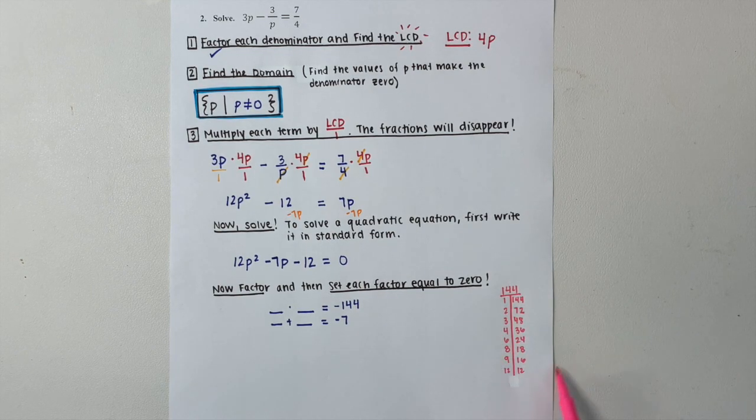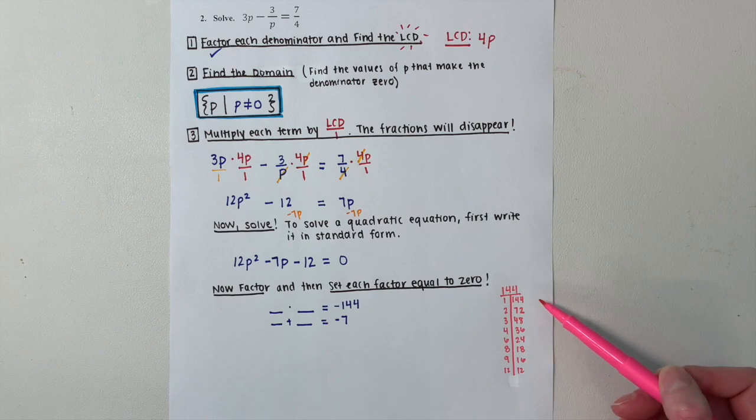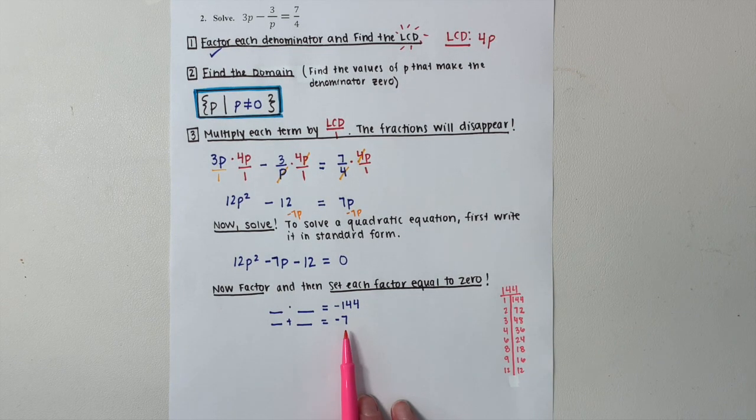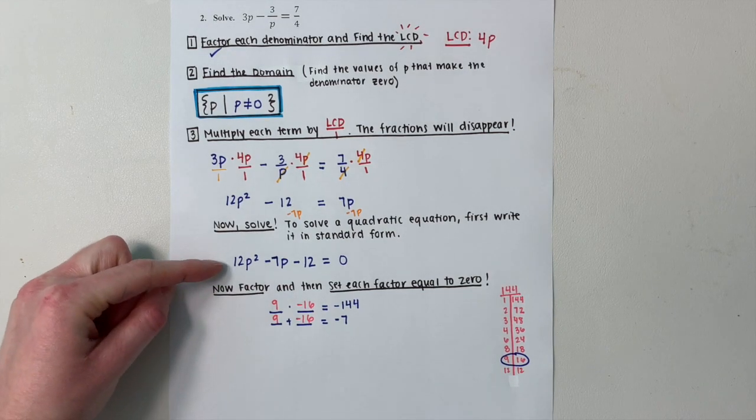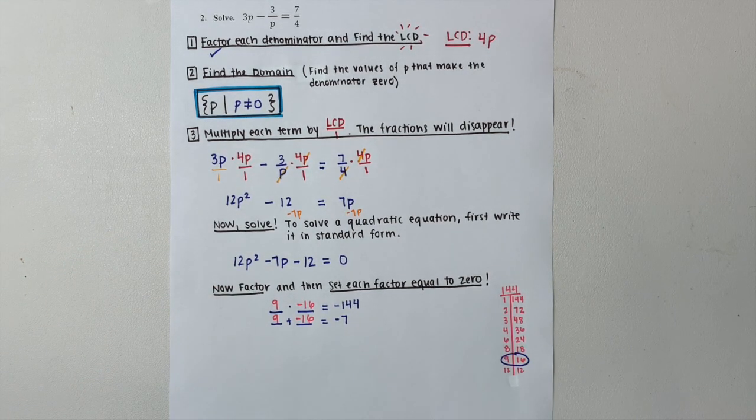So within each pair, if one of the numbers is positive and the other is negative, which of these pairs not only multiplies to give us negative 144, but also adds to give us a negative 7? That would be 9 and negative 16. Now, there are several different approaches you can use to proceed to factor this. I'm going to show you my favorite approach, but if you have a different approach that you prefer, feel free to use that here.